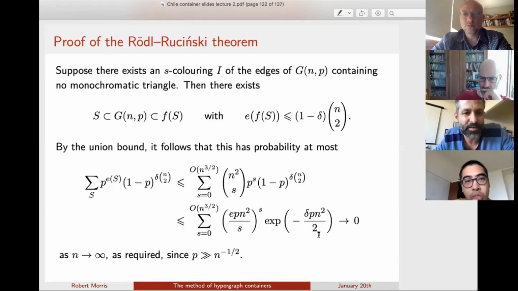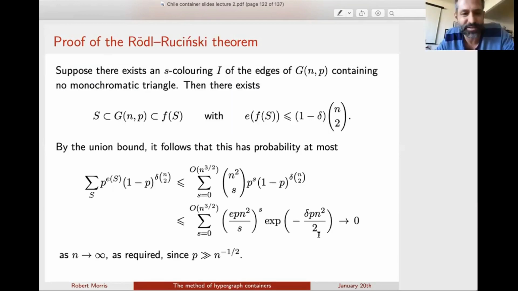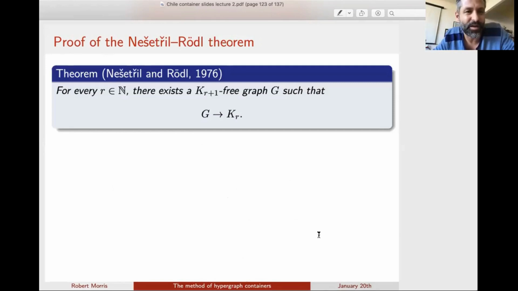So, if not, then let's see a nice application of it. An old theorem of Nešetřil-Rödl says that there exists a K_{r+1}-free graph such that any s-coloring of the edges contains a monochromatic K_r. This was actually one of the motivations for Rödl-Ruciński studying this problem. So how can we find such a graph? Well, we just proved something about GMP, so you might guess that we're going to do it randomly.